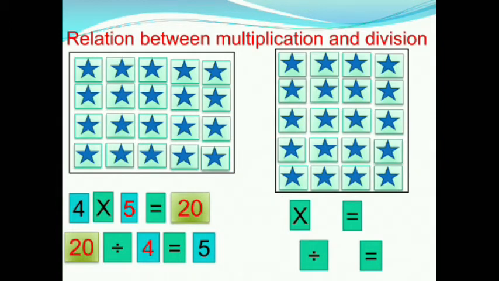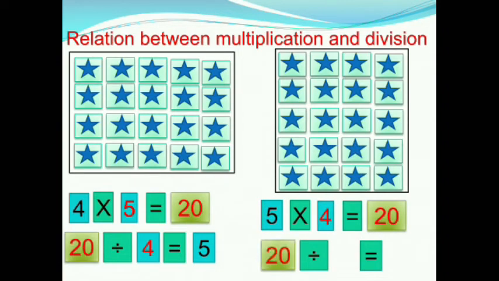Children, observe the second figure. Here also 20 stars are equally distributed, in 5 rows with 4 stars in each row. Can you express this in multiplication and division in the following ways? 5 into 4 is equal to 20. This is the multiplication fact. 20 divided by 5 is equal to 4. This is the division fact.